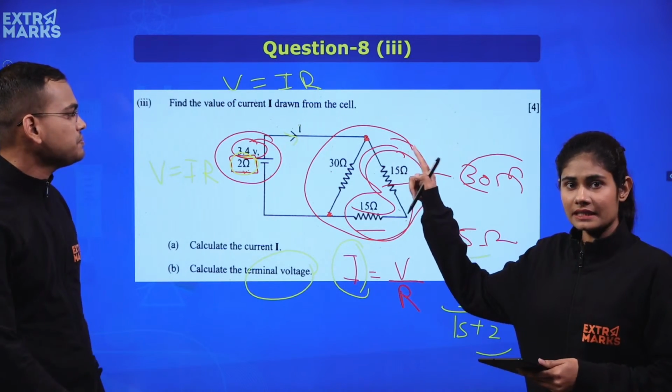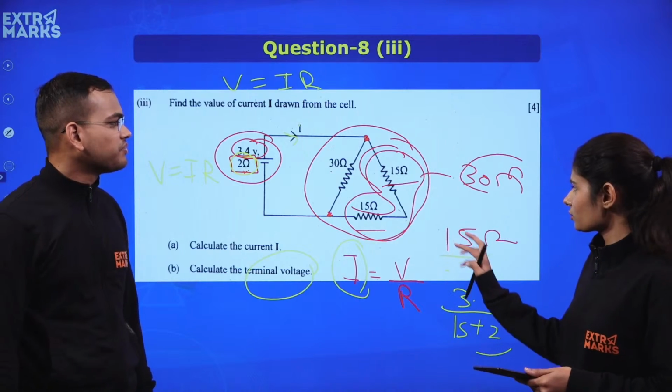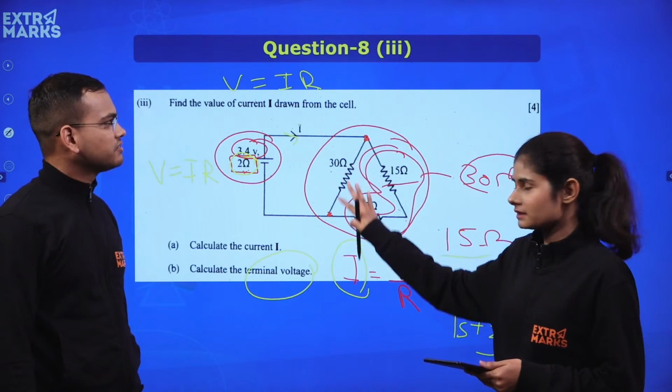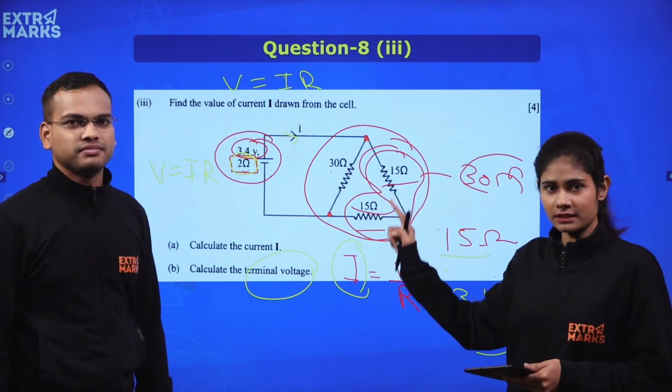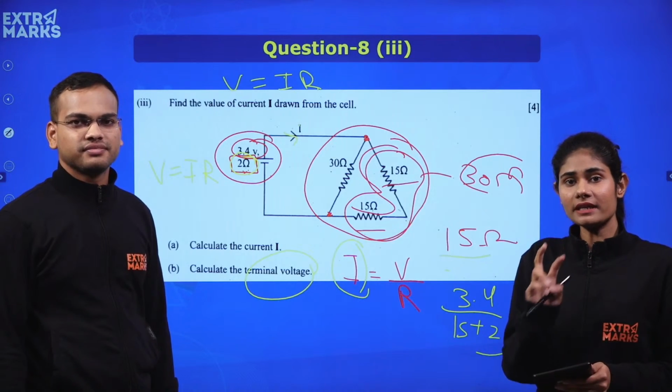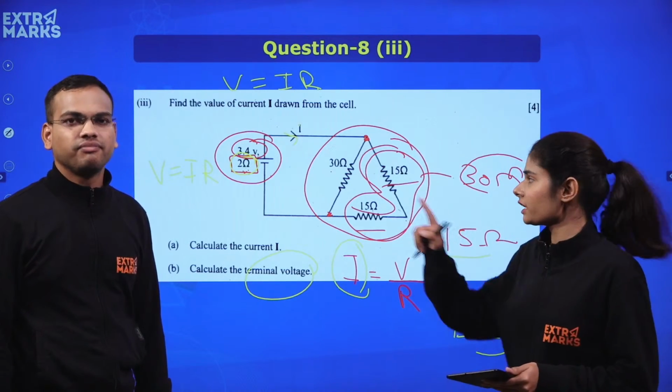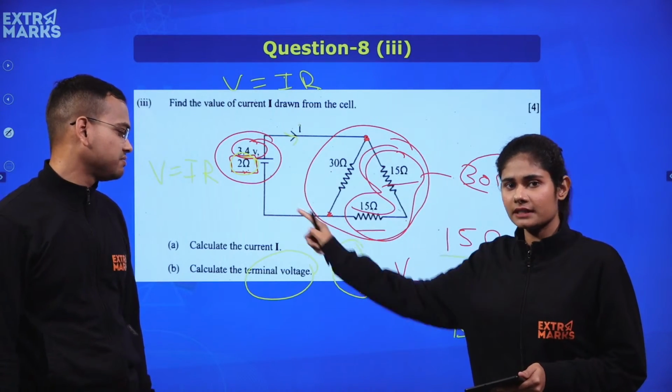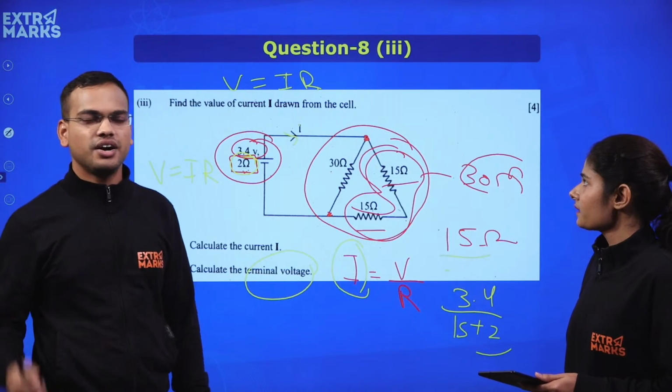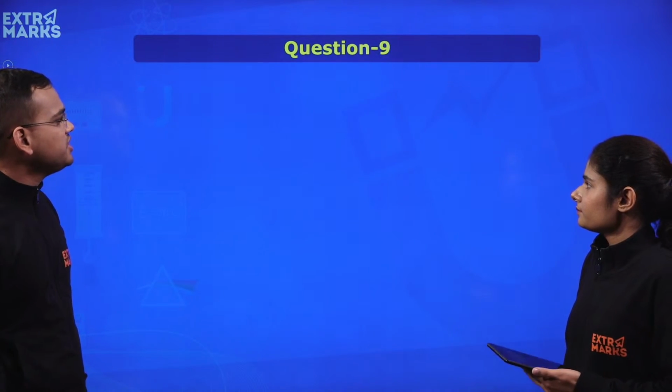Here the R is the external one. Okay, so you need to calculate this one, only the external, not the internal. Because whenever you are calculating the voltage drop, then only you are going to consider the internal resistance only, right? Alright, okay. So let's move on to the next question.